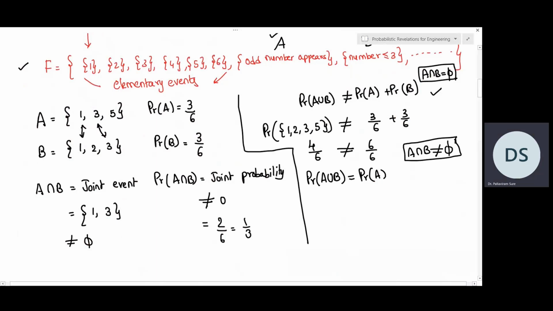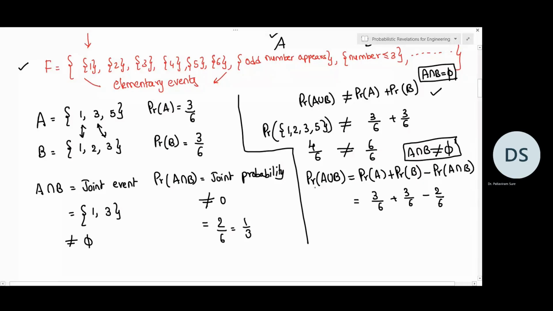So the probability of A union B is the probability of A plus the probability of B, minus, subtract the joint probability, so the probability of A intersection B. So let us verify. The probability of A is 3 by 6, B is 3 by 6 and A intersection B is 2 by 6. So we saw that the probability of A union B is 4 by 6 since it has 4 elementary events. So we can verify that this relationship is true. 4 by 6 on this side, and 3 plus 3, 6, minus 2, that is 4 by 6. So verified.